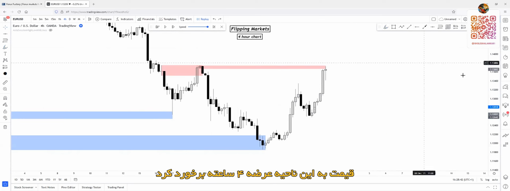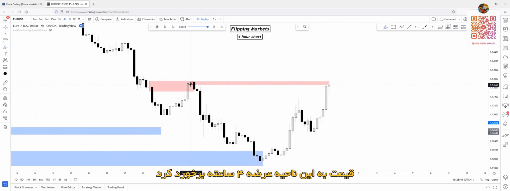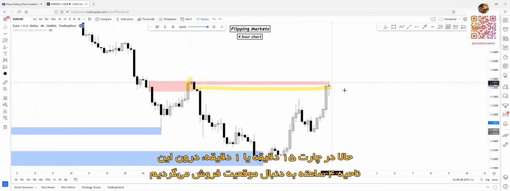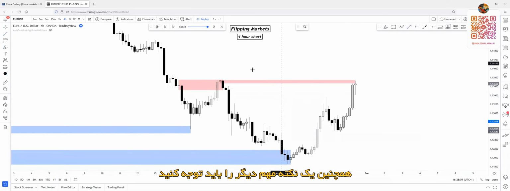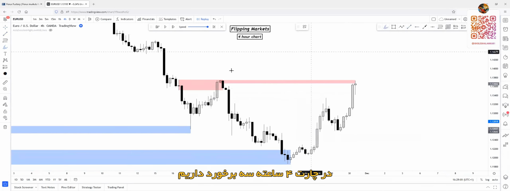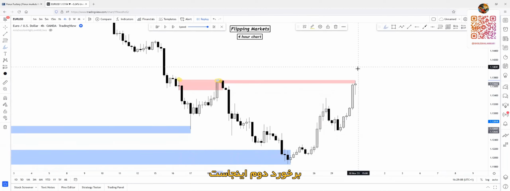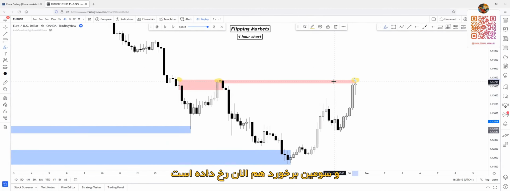So as you can see, price stepped into this supply zone, the 4-hour supply zone that we just marked. Right now, we are waiting for a reversal inside of this 4-hour supply zone on a 15-minute chart or a 1-minute chart. And as you can see, there's one more important thing to be noticed. We have triple taps on the 4-hour chart. We have the first tap here. This is the first tap. We have the second tap here, and the third tap has just formed.